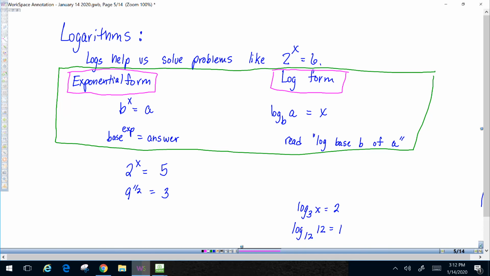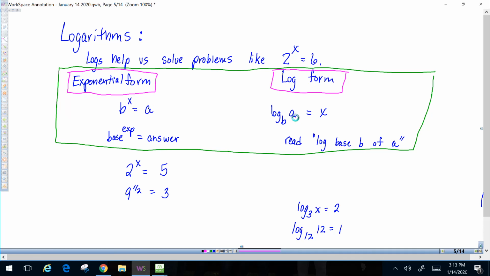Okay, so we just talked about exponential form. Now we're going to talk about log form. We have the same things. We have a base, we have an answer, we have the exponent. They're all there, but they're in different places. So in log form, it is log, the base goes here, base B of the answer goes here, equals the exponent. And the way we read that is log base B of A equals X.